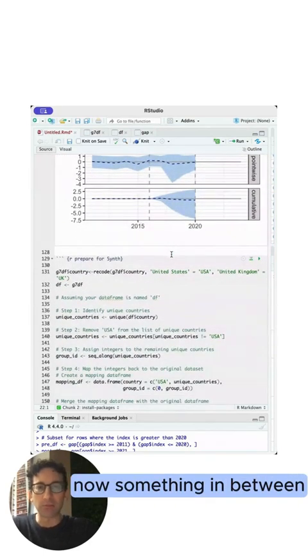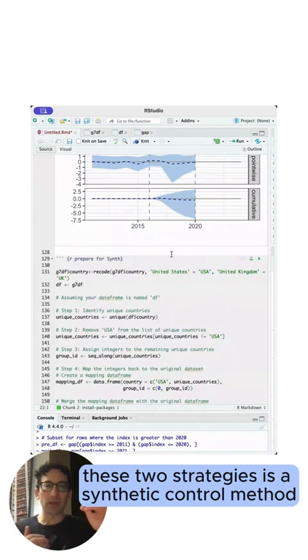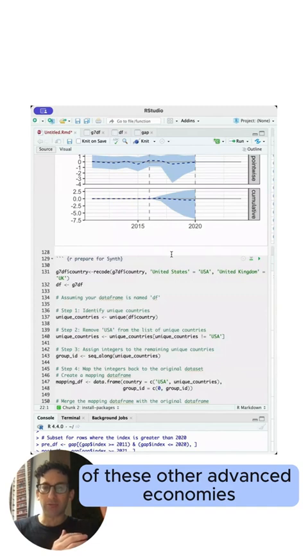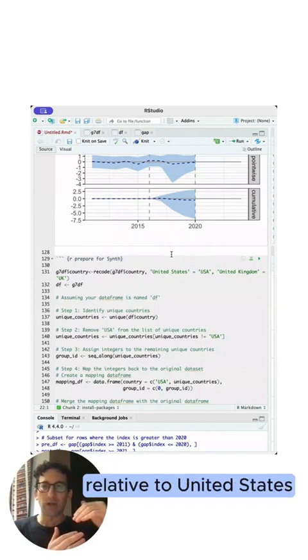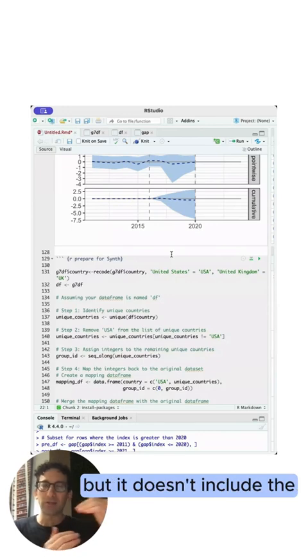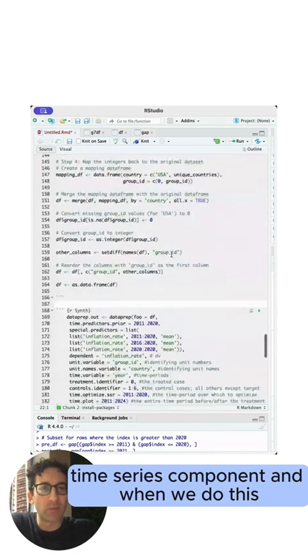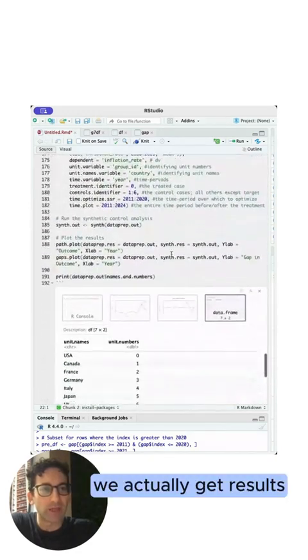Now, something in between these two strategies is a synthetic control method using the Synth package, which creates a synthetic control of these other advanced economies relative to the United States, but it doesn't include the time series component. And when we do this, we actually get results.